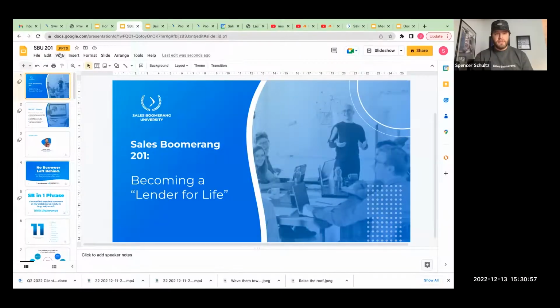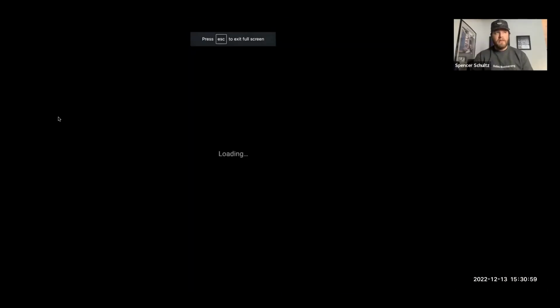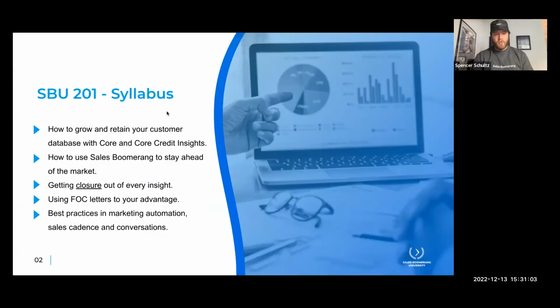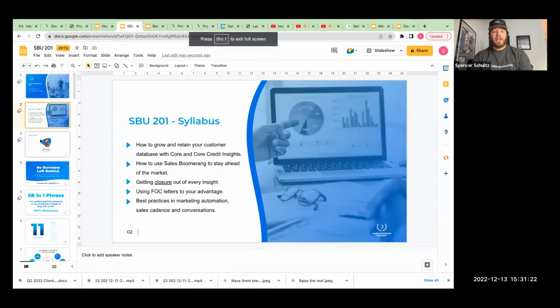We got the old PowerPoint, the old slide deck here, some visual aid, my friends. So with that being said, hey, how do we become that lender for life? And we're going to go over a couple key things. How do we grow and retain our database with core credit insights? How do we use Sales Boomerang to stay ahead of the market? How do we make sure we get closure of every conversation and insight? FOC letters, what are those? When are those going out? How do we utilize those? As well as, hey, where are the best practices in marketing, automation, sales cadence? How do we make sure we're tracking conversions?